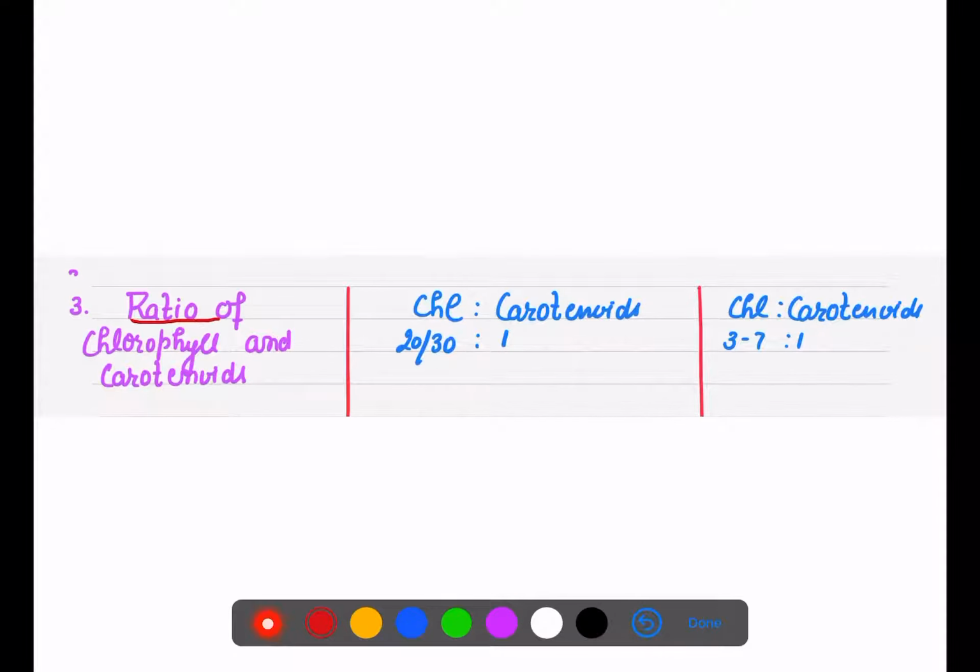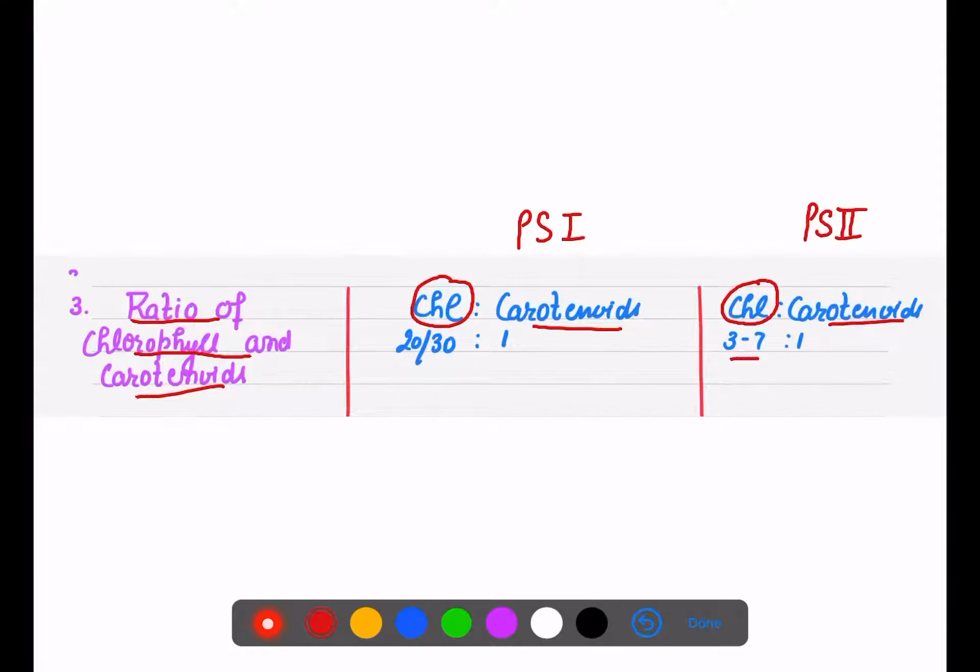The ratio of chlorophyll and carotenoid. See, in photosystem 1, chlorophyll is about 20 to 30 molecules and carotenoid is 1. In photosystem 2, chlorophyll is 3 to 7 and carotenoid is 1. But if I ask about the greater number of chlorophyll molecules, that will be in photosystem 1.